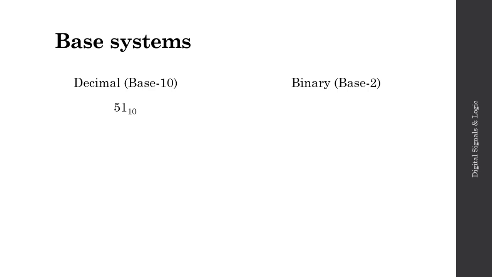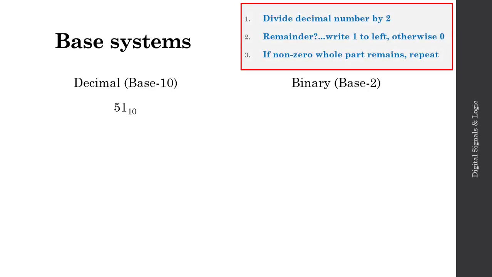We can also go from a decimal or base 10 system to a binary or base 2 system. Here I have the number 51 in the base 10 system, and I want to convert this over to base 2. It's pretty straightforward to do following this algorithm. First, I'll take 51 and divide that by 2. 51 divided by 2 gives me 25.5. So I have a remainder, so let's write a 1 under the base 2 column.